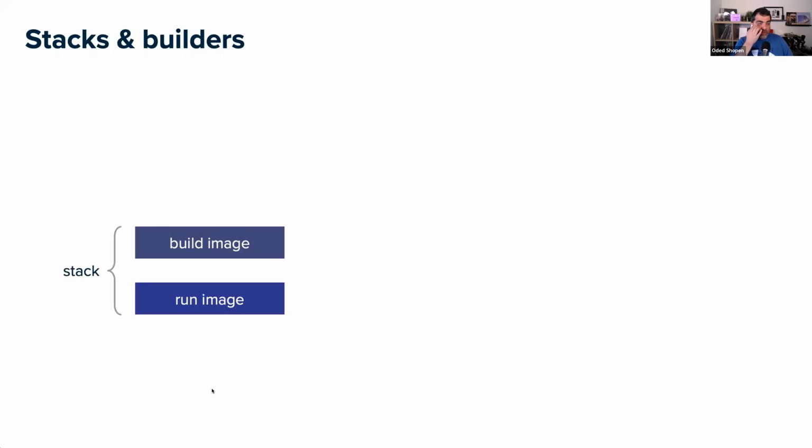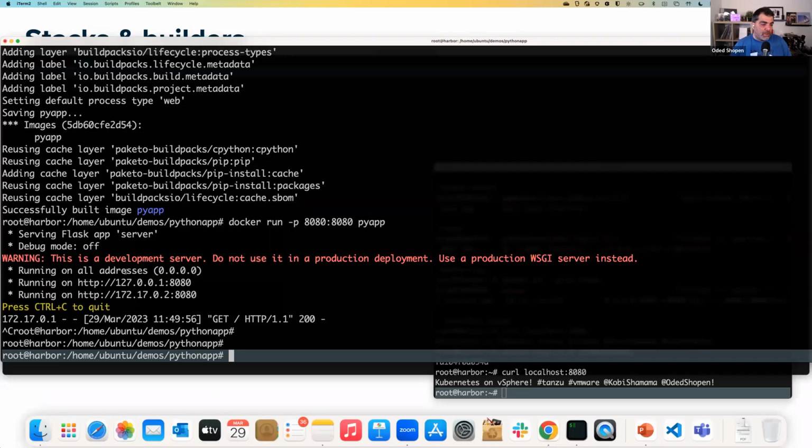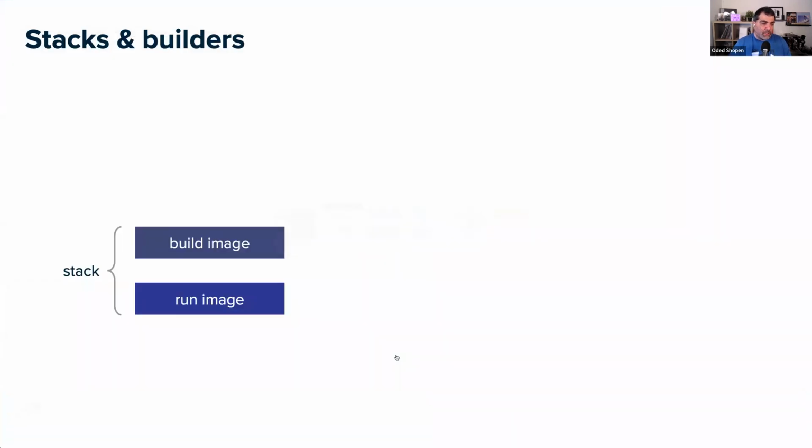So let's try to understand this builder. As you remember, when I ran this command, I basically told it, build the Python application with the local source code and use this builder, Paketo Buildpacks builder base, right? What is this builder? What does it do? Where does it come from? So a builder, well, let's talk about the stack first. A stack is a set of two images coming from some registry, right? There's a build image and there's a run image.